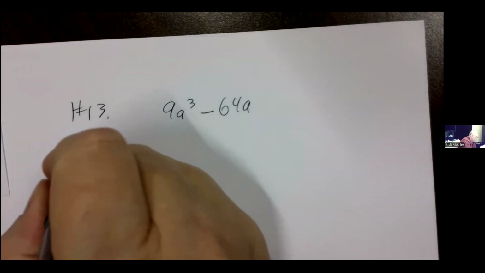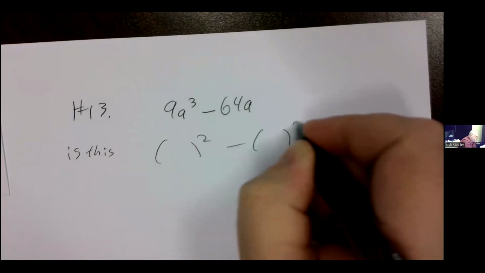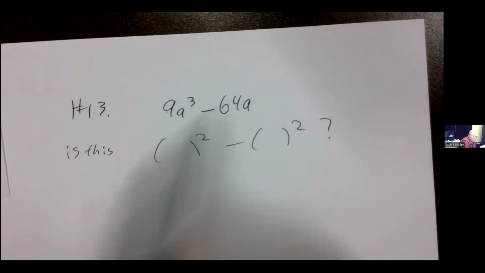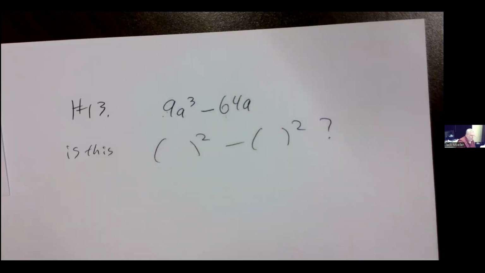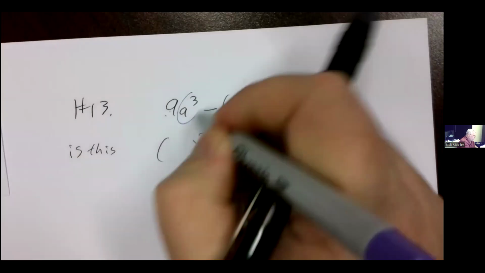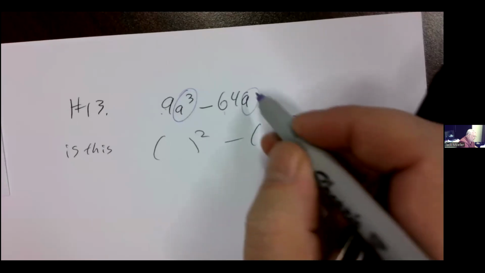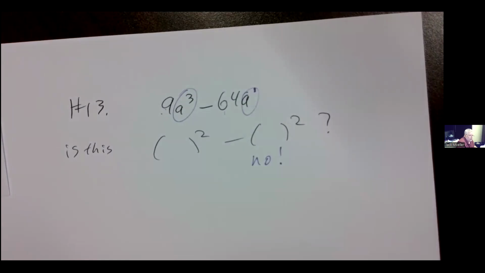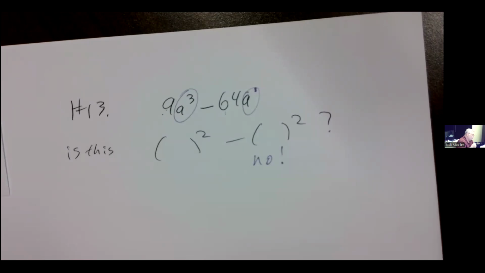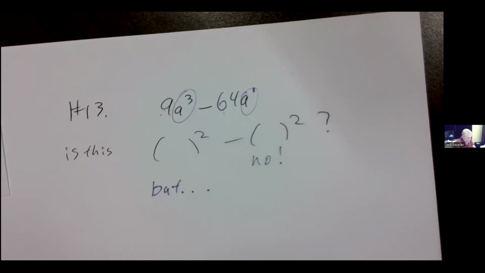So if we try it, is this something squared minus something squared? Well, the 9 and the 64 are, because 3 times 3 is 9, 8 times 8 is 64. But the problem is, if we square something, we're not going to get a cubed, or a to the first. So this is not a difference of squares. But what are you supposed to always look for first? Always look for a GCF.